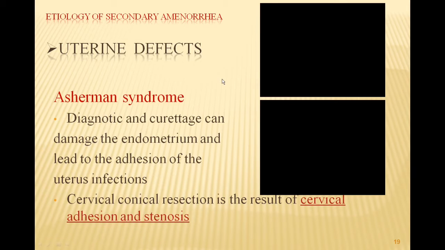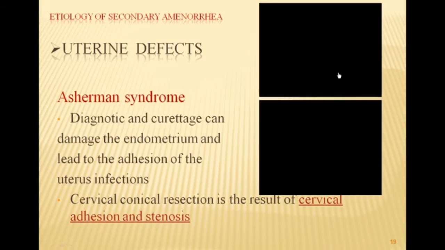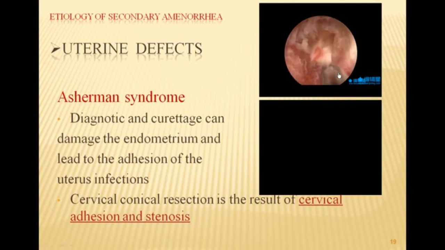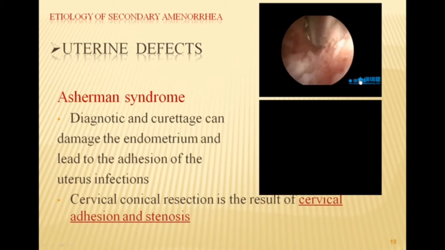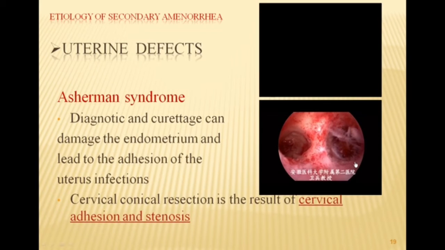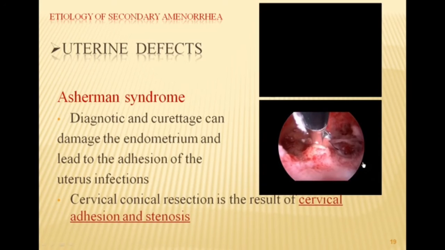About the uterine defects, Asherman syndrome and cervical adhesion and stenosis are most common, and diagnostic curettage can damage the endometrium and lead to infection and adhesion of the uterus. This is the adhesion of the uterine cavity we can see under hysteroscopy. And we cannot see the opening of the fallopian tube on both sides. And this one is peripheral adhesion. And this one is central adhesion.